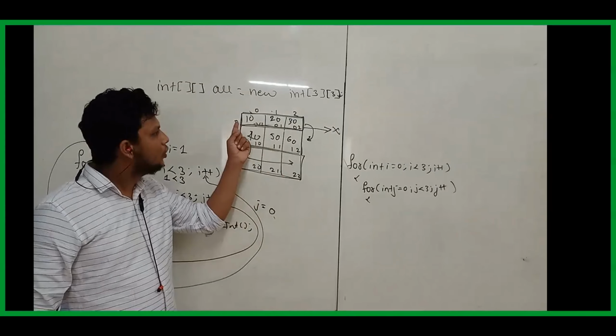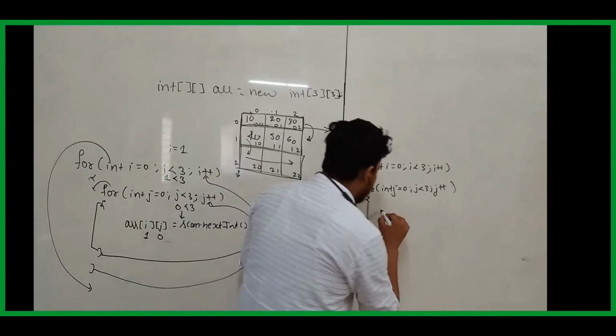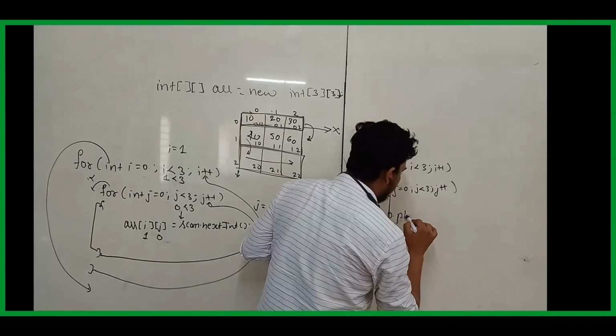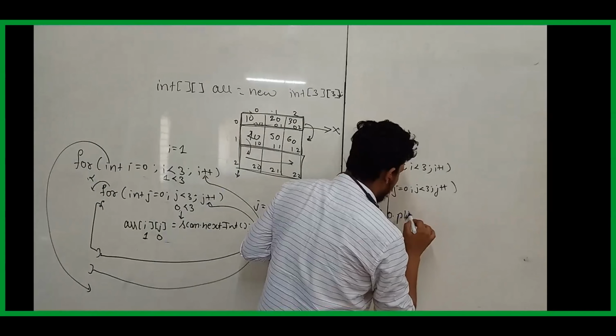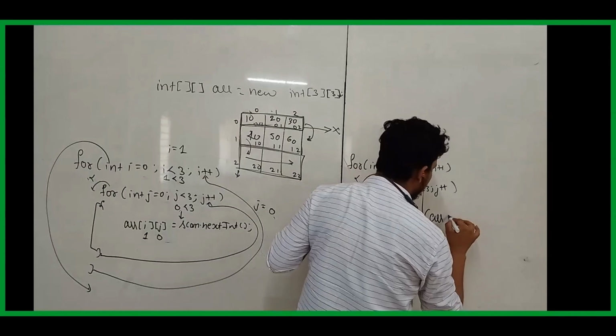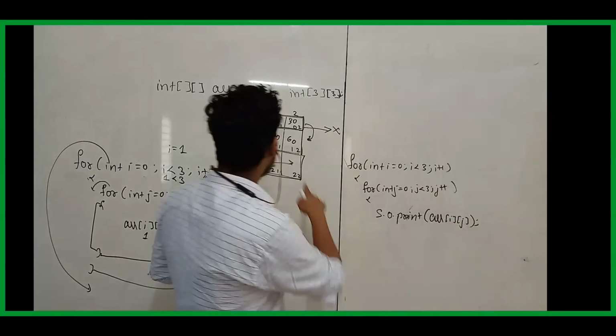Yes or no? To print this one, what is required? Inner loop is required. So I'll tell System.out.print, otherwise print. Okay, let me make it as print only. I'll tell arr of i and j. Okay, then what will happen? It will print this one.